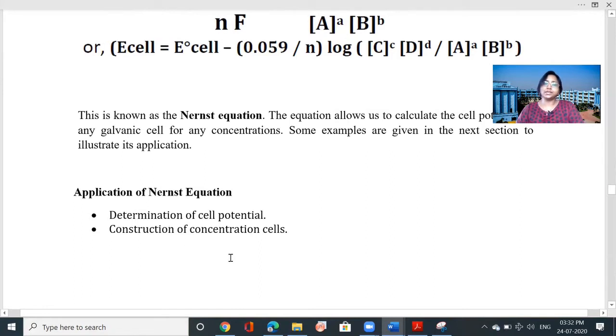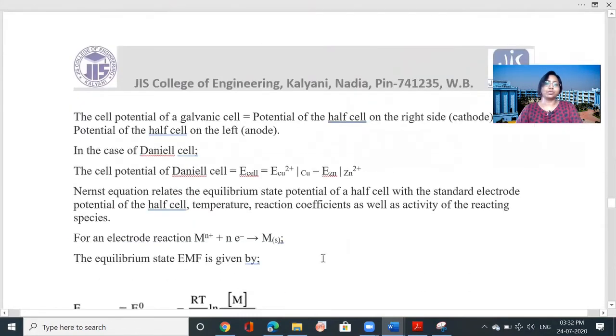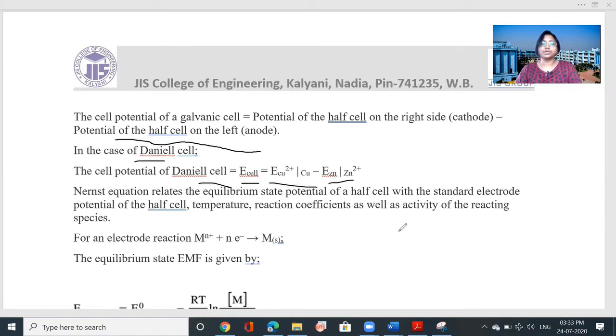Number 2, construction of concentration cells. Now next, see what is done here. For the cell potential of a galvanic cell, we calculate the potential of the half cell on the right side, the cathodic part, minus the potential of the half cell on the left side, the anodic part. In the case of the Daniell cell, E cell is equal to E copper, the cathodic part, minus the anodic part.